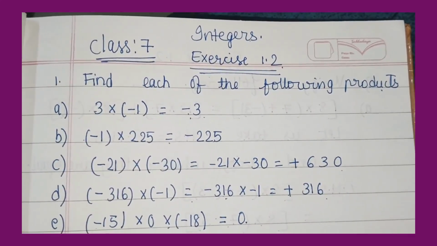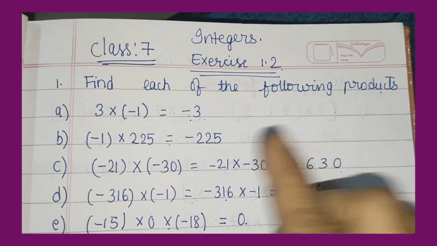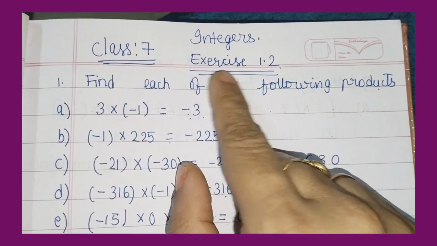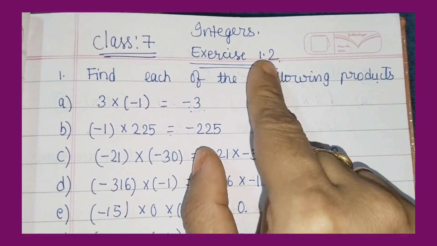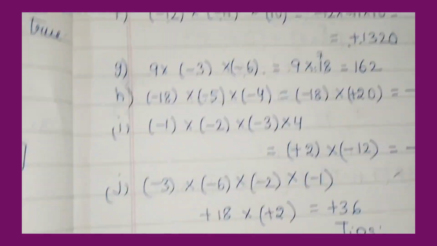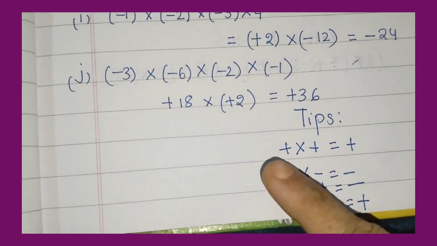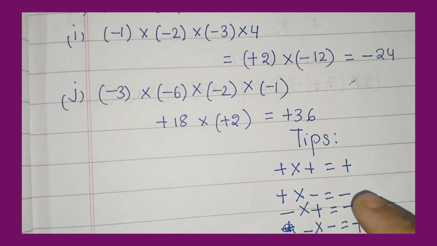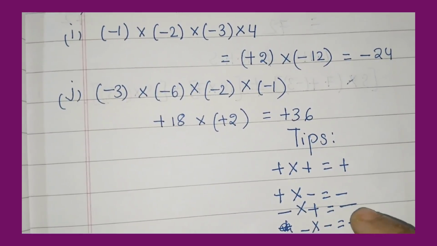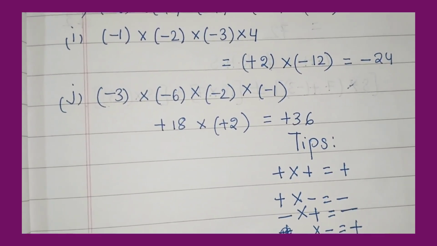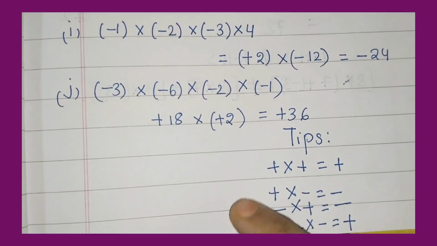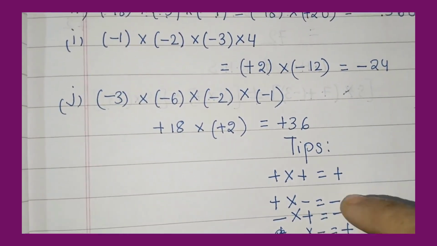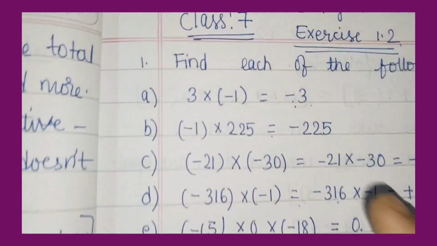Today's class is integers. I am here today to explain you class 7 integers exercise 1.2. Let us start. Before that, please follow these tips. What are the tips? Plus into plus is equal to plus, plus into minus is equal to minus, minus into plus is equal to minus, minus into minus is equal to plus. Keep these four in your mind while doing multiplication in integers.